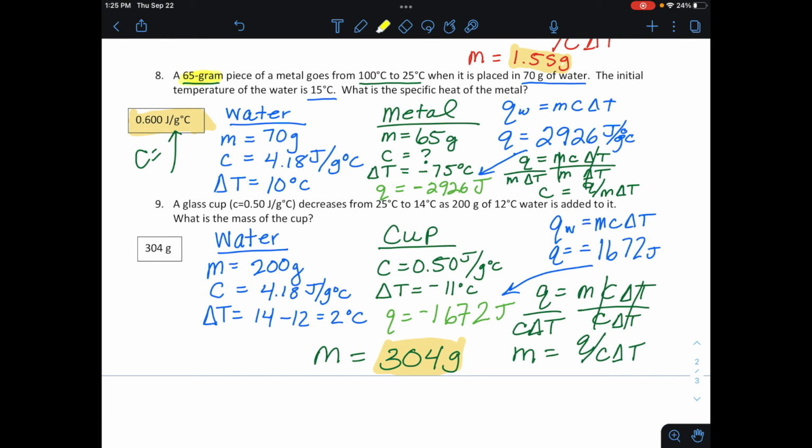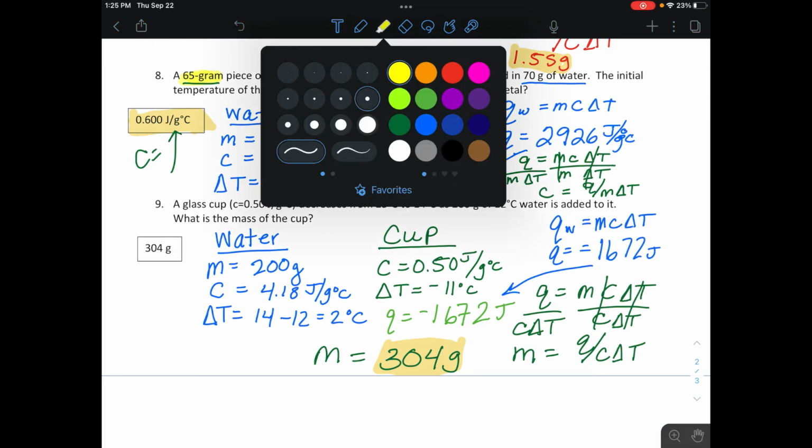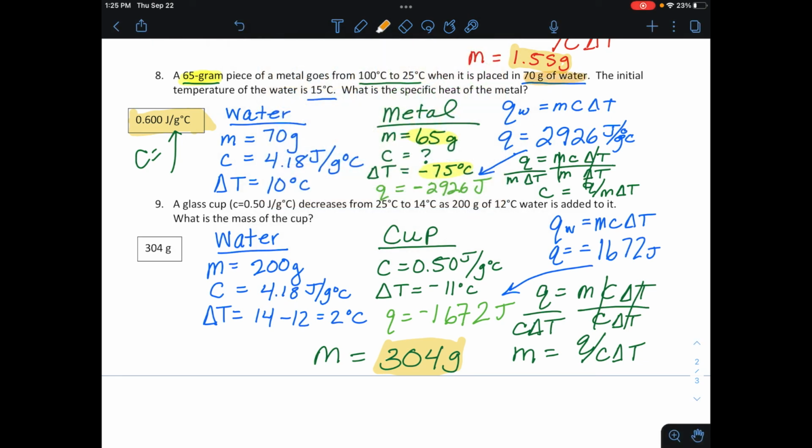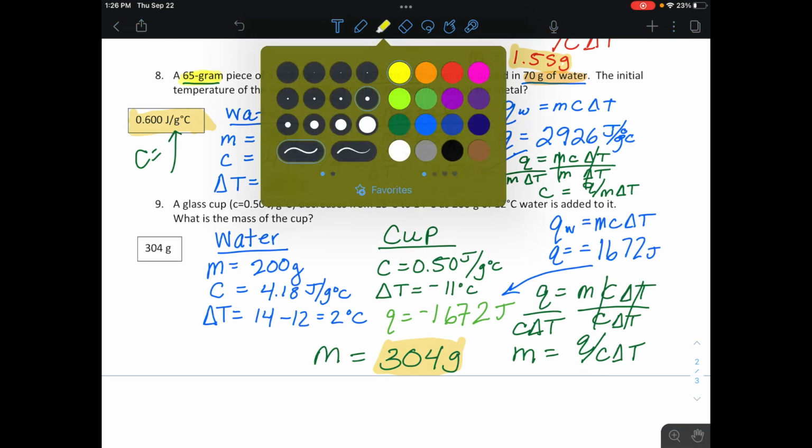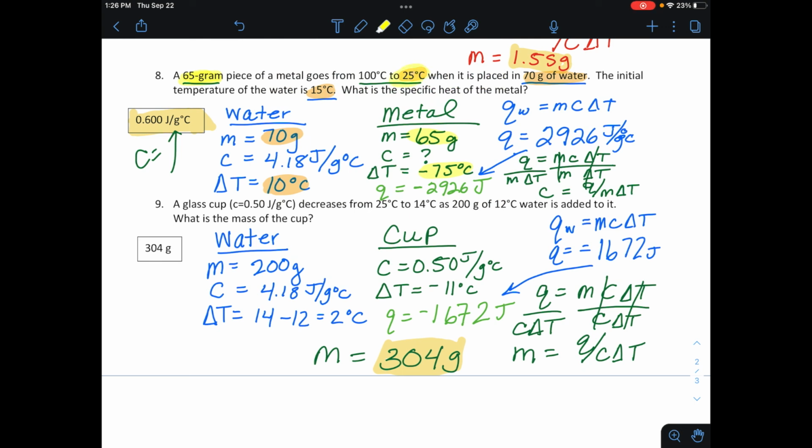So this is a 65-gram piece of metal. And the 65-gram piece of metal goes from 100 to 25, right? So that's my delta T. Now, it's placed in 70 grams of water, and that 70 grams of water goes from 15 to 25. So it has a delta T of 10. So don't forget that that 25 is the final temperature of the metal and the water.